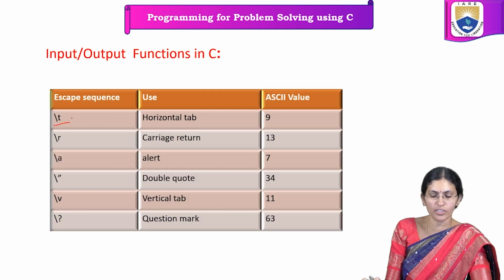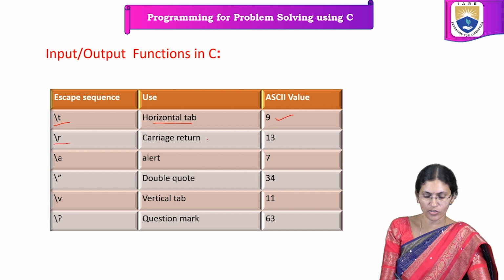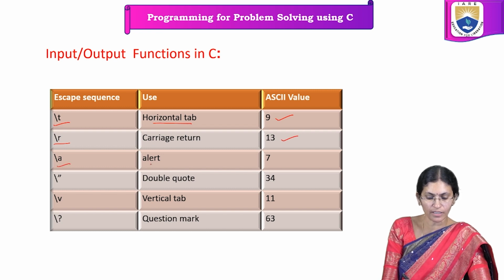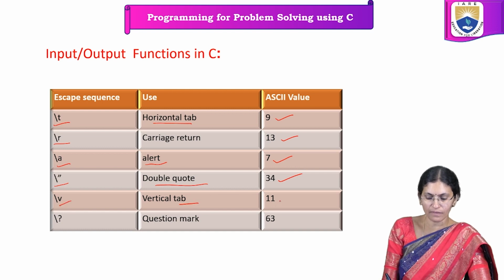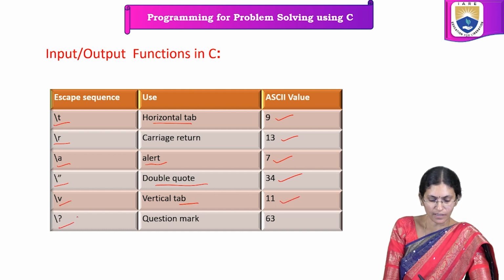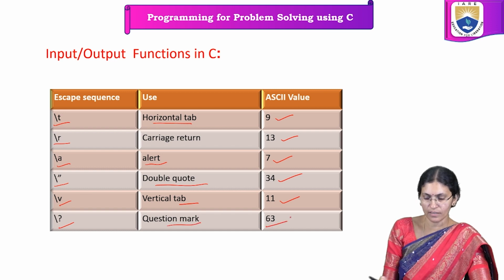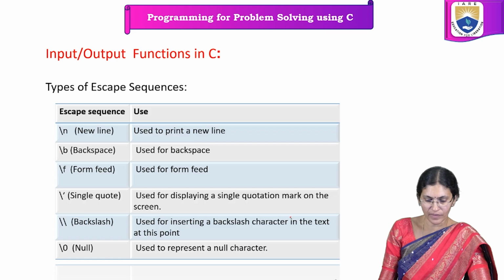Next is \t, horizontal tab, ASCII value is 9 here. \r is carriage return, the ASCII value is 13. \a stands for alert and the ASCII value is 7. \" is double quotes, ASCII value is 34. \v is vertical tab, ASCII value is 11. And \? stands for question mark, and the ASCII value is 63.